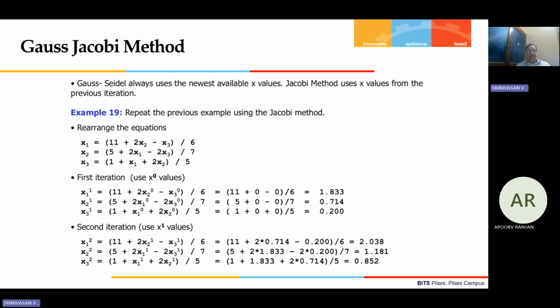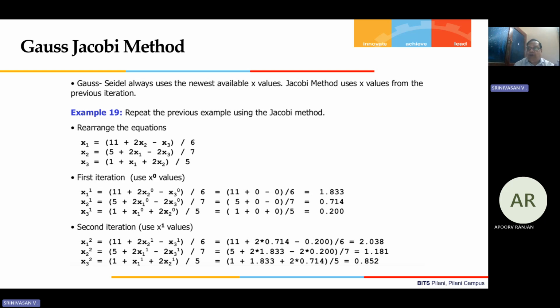So this is the same. Repeat the previous example using the Gauss-Jacobi method means the problem that we have just done using the Gauss-Seidel method is taken. So instead of writing the question again, it's given like that. Hope you understood now. Now what we are doing, as usual, in the first iteration, use x superscript 0 values.